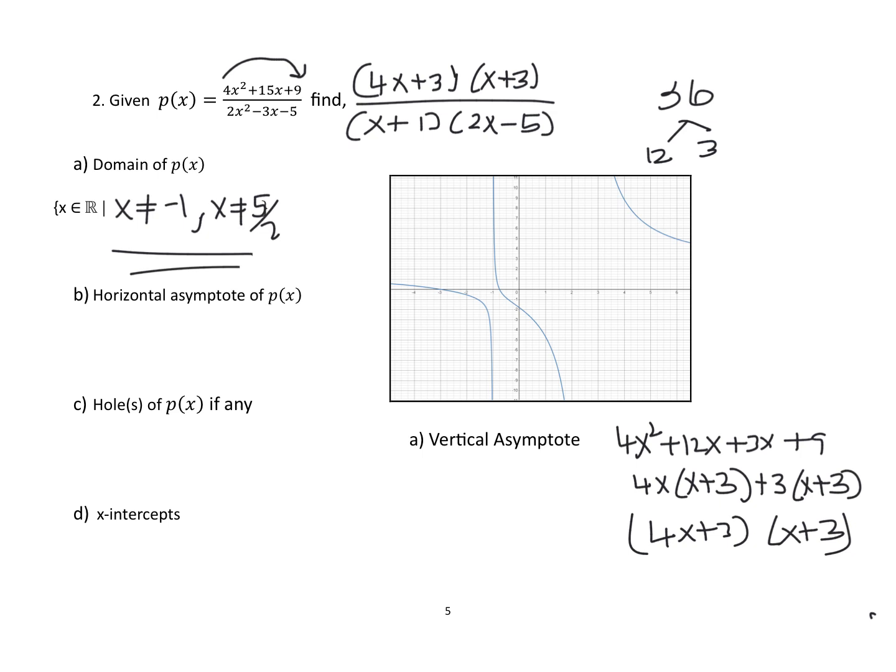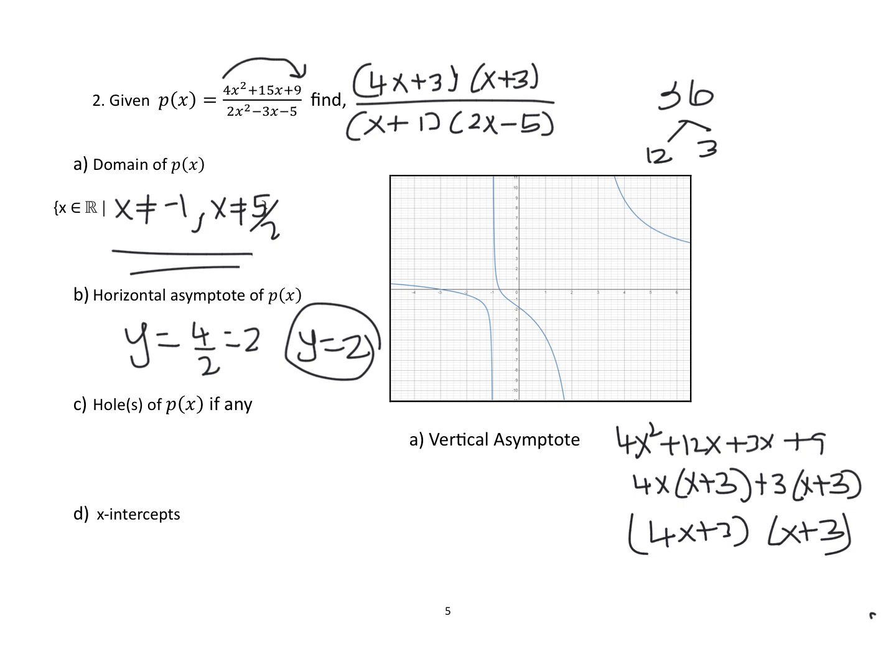Now I'm going to find the horizontal asymptote. And how do I do that? I compare the degree, top and the bottom, and they are equal. So that means the horizontal asymptote is going to be given by the coefficients of the leading terms. So 4/2, that gives me 2. So y is equal to 2 is my horizontal asymptote.